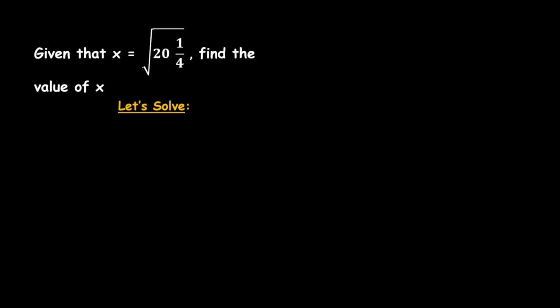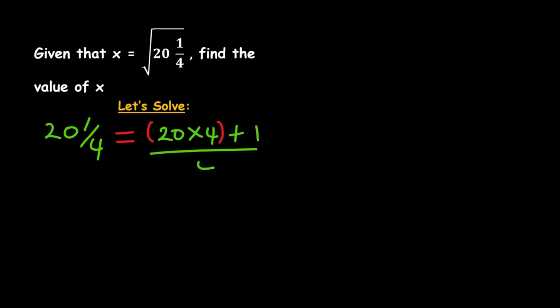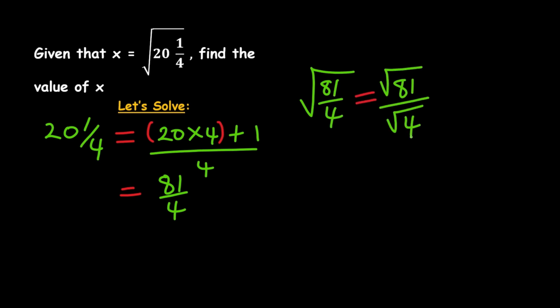Let's find the value of x if x equals square root of 20 and 1/4. 20 and 1/4 is equal to 20 times 4 plus 1 divided by 4 equals 81 divided by 4. Square root of 81/4 equals square root of 81 divided by square root of 4 equals 9 divided by 2. Therefore, x equals 4.5.